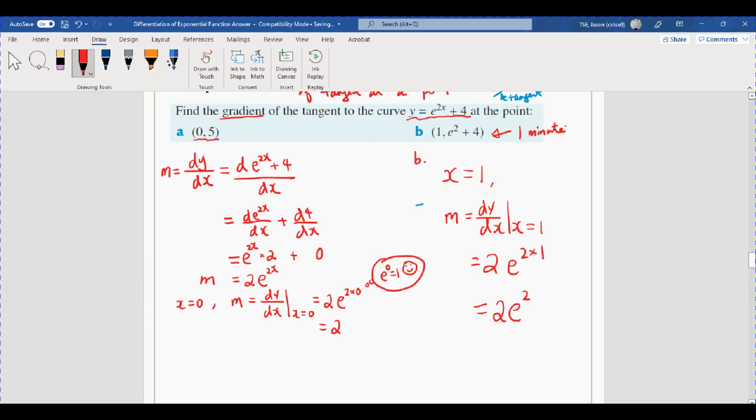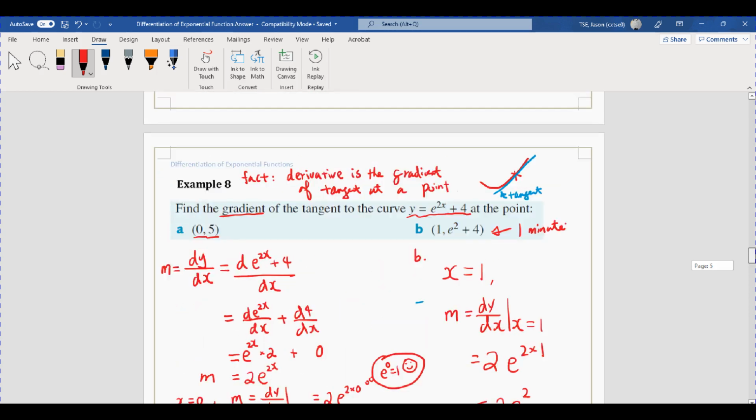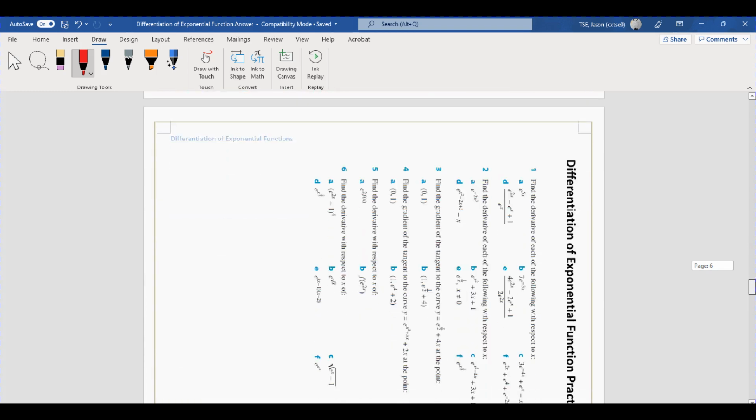And you would say, oh, then what would be the e squared? If that's paper 1, then you don't need to worry about this. If that's paper 2, then you just use your calculator to get e squared, and times 2, you get the decimal number. I think that would be a paper 1 question anyway.